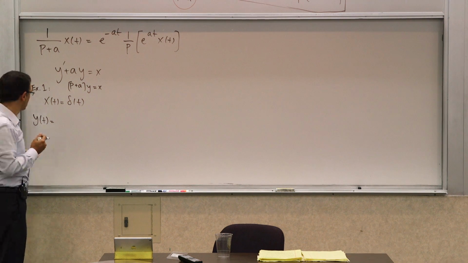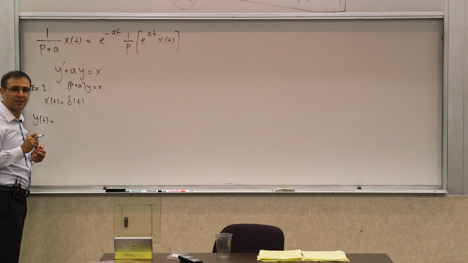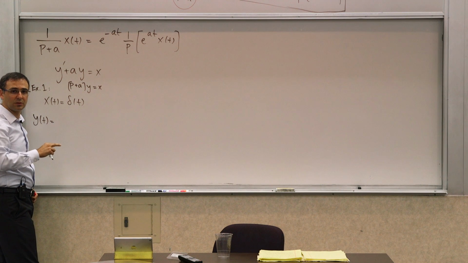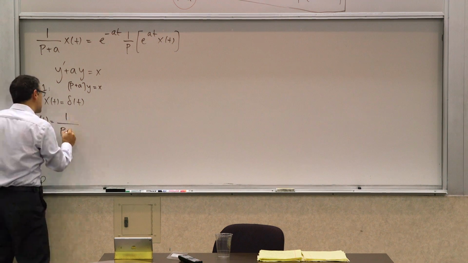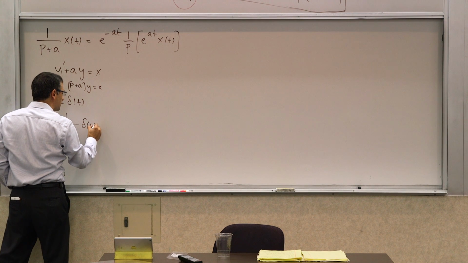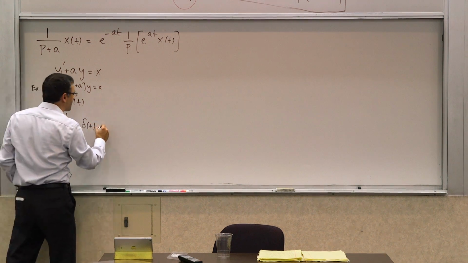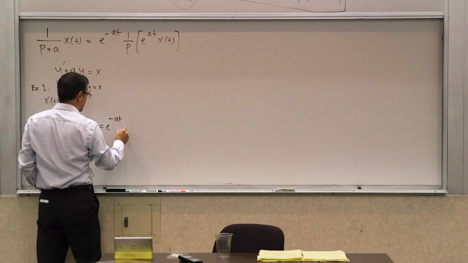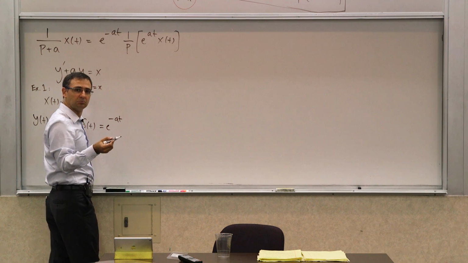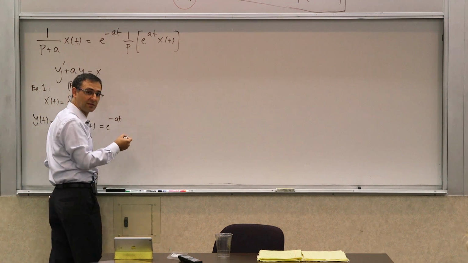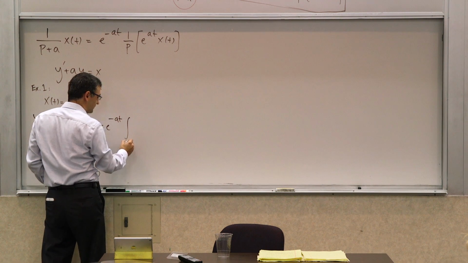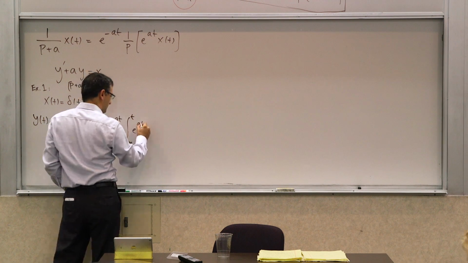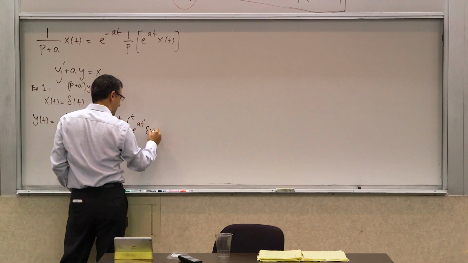So what do I need to do? So who's next in line? Yes. So what I would need to do is apply this inverse operator to the inputs that I have, right? So in other words, I'm calculating 1 over p plus a of delta of t. So can you spell it out for me? E to the negative at times 1 over p. Okay, let's write it as the integral, because we need to evaluate it anyway. So tell me what the integral is. Integral from negative infinity to t of e to the at times delta of t dt.